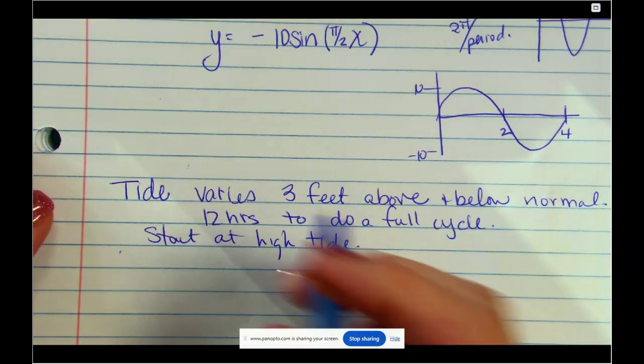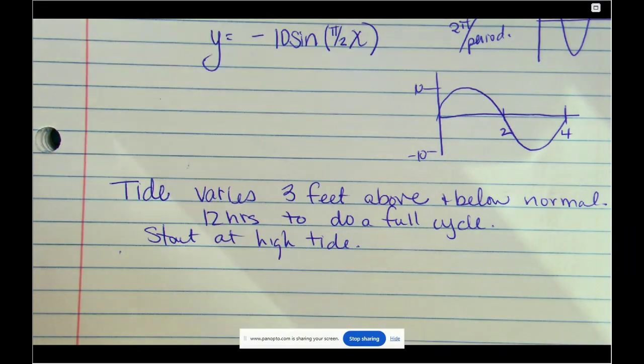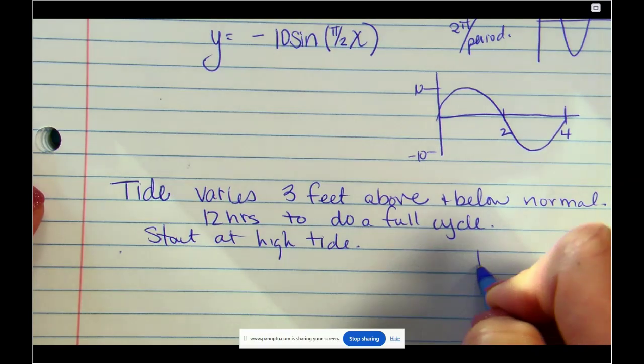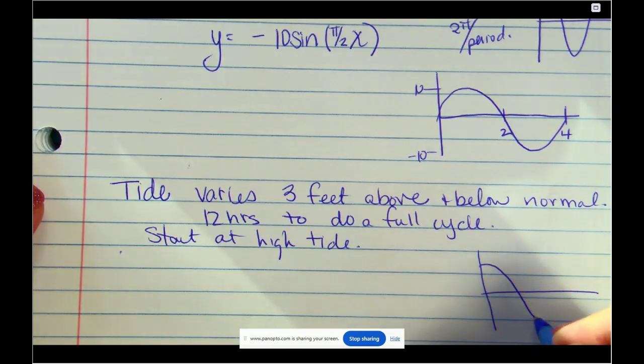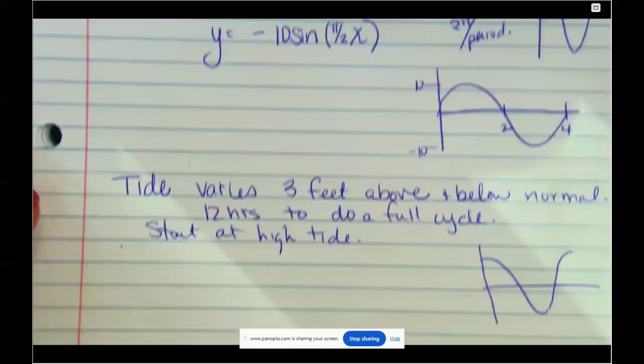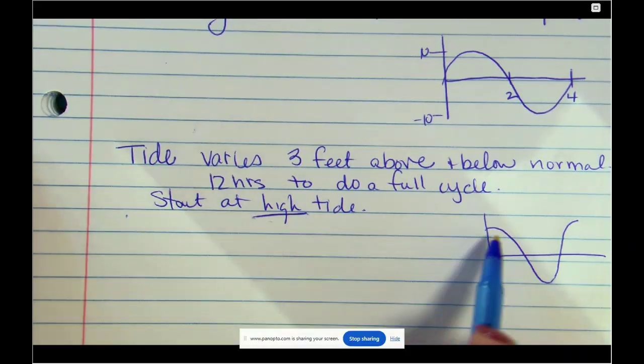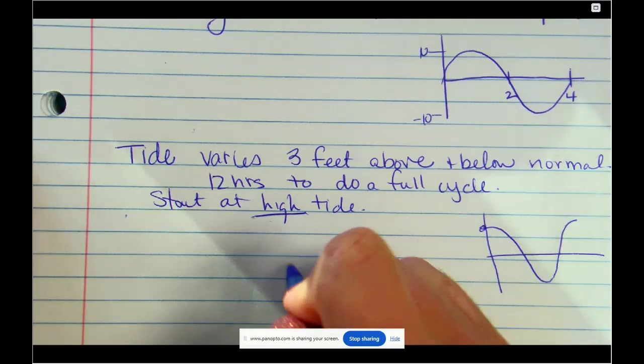Okay, so sometimes it helps my brain to draw a picture. I start at high tide and I go down to low tide and I go back up to high tide. If you do that, it helps your brain figure out which equation to use. Which one are you going to use? Cosine, because we're starting at high tide, which means you're starting at your maximum. So you know it's cosine.